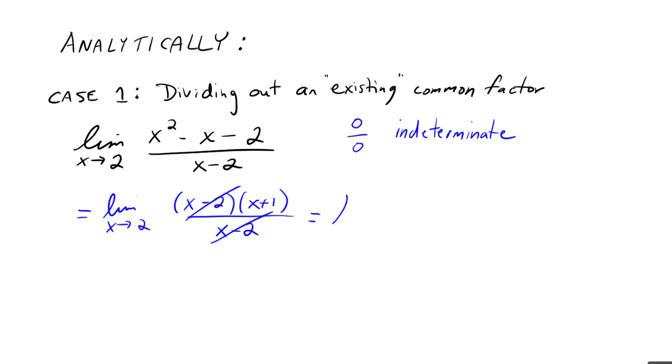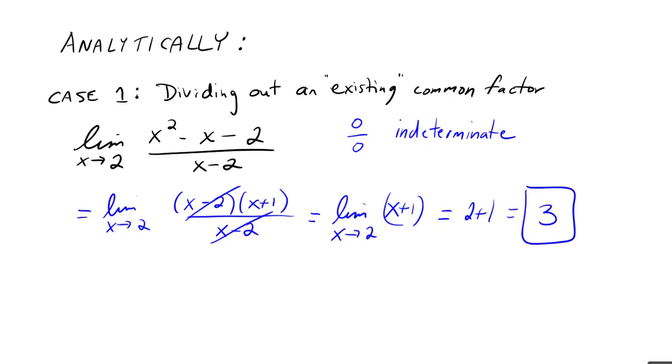And so what we'd have is the limit as x approaches 2 of x plus 1, which is now a simple plug-in. Plug in 2, and we get 2 plus 1, or 3. So in that way, we just found this limit by looking at a simpler, nicer function.